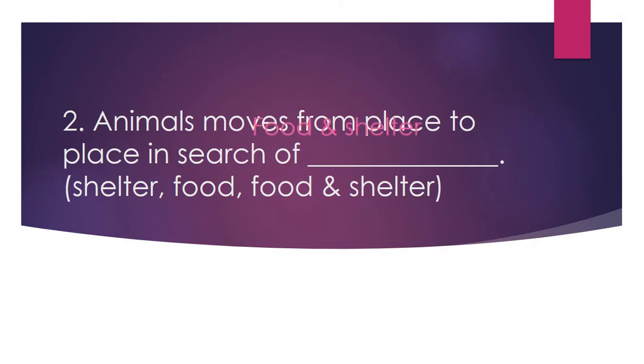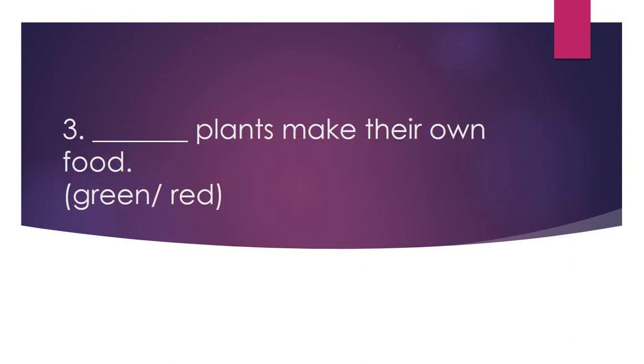The correct answer is food and shelter, both the things they need, and they migrate from one place to another according to food and shelter need and according to the seasons. So their main need is food and shelter, for which they search and move from one place to another. Anyways, check your answers, put tick mark if you have written the same answer, or else put the cross mark. Be loyal to yourself. Okay, next, number 3. Dash plants make their own food.